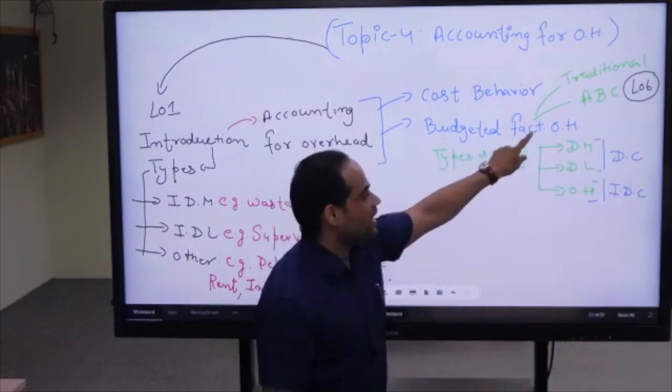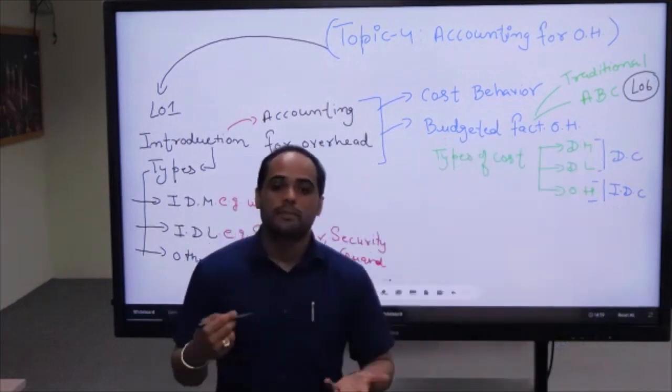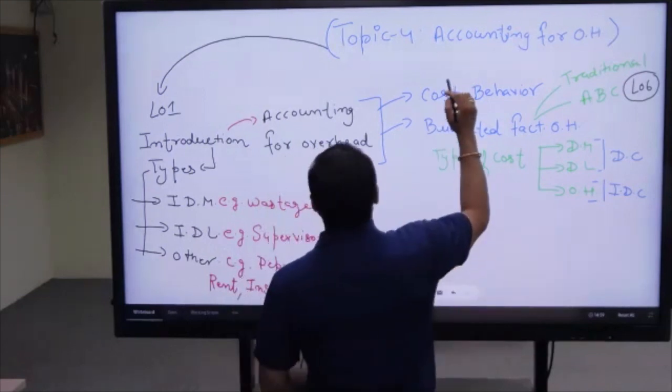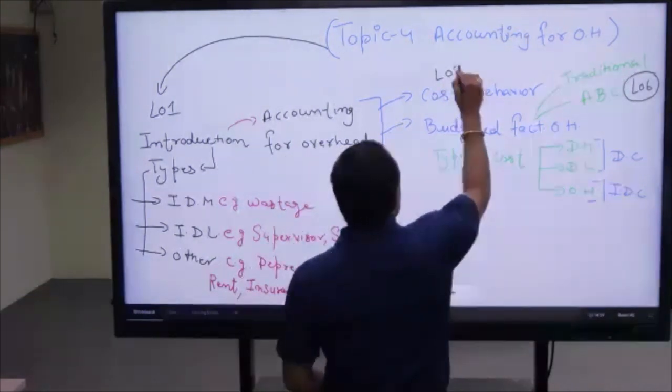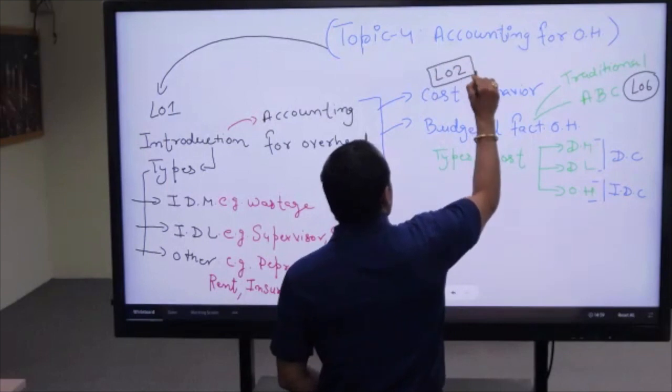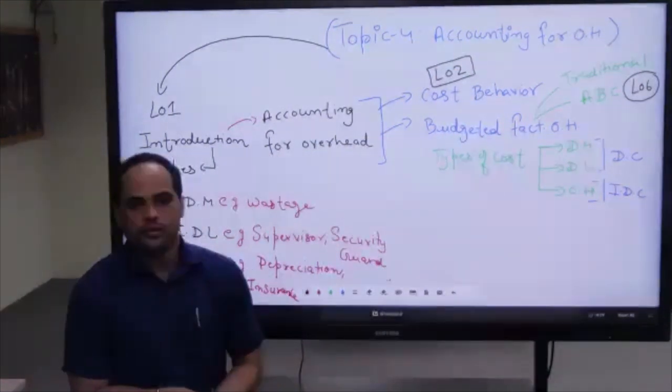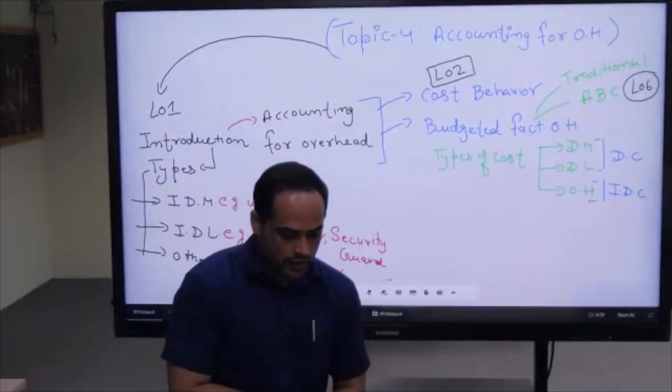This is budgeted factory overhead. How do we calculate budgeted factory overheads? And cost behavior, you will study in your learning outcome 2. All right? Cost behavior. Okay. Next one.